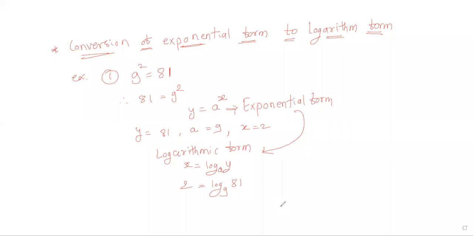Now second example. The second example is the square root of 16 is equals to 4. Square root of 16 means what? 16's 1/2 means a square root of 16 is equals to 4. Square root of 16 means what? 16's 1/2 is the square root of 16. Now 4 is equals to 16 raised to 1/2.